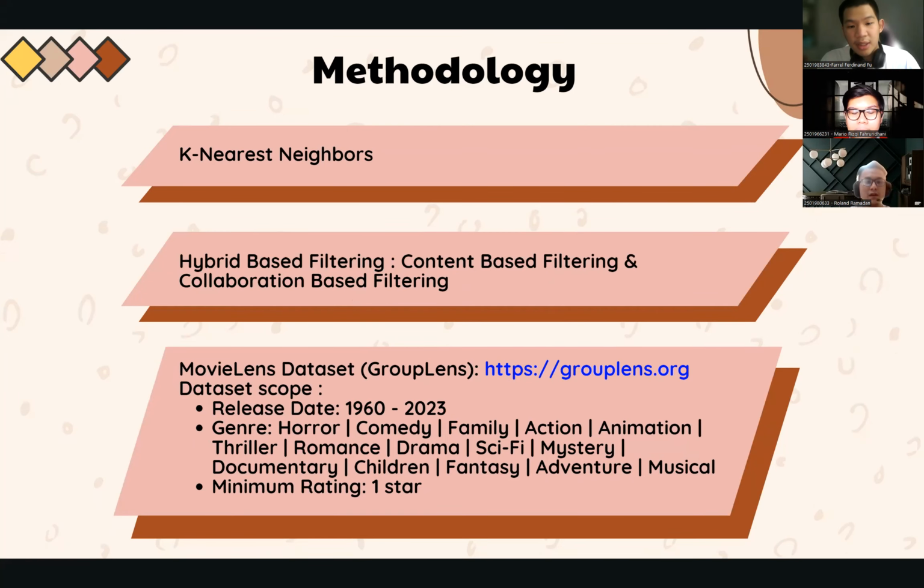So next is the dataset that we use. We use a dataset from GroupLens. You can see the link below with the following dataset scope. The first one is the release date. It is from 1960 till 2023, and then the genre written here, and then the minimum rating of 1 star.